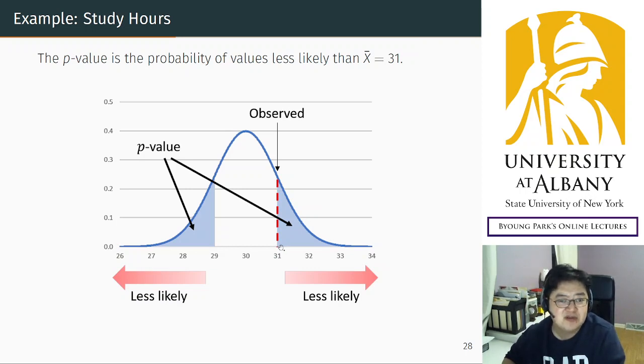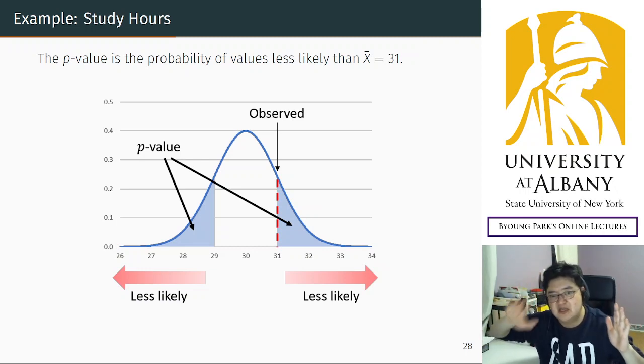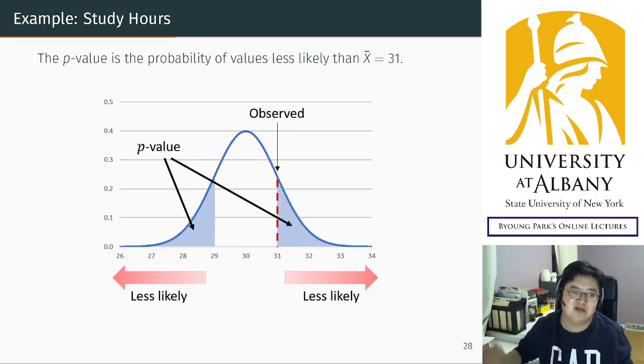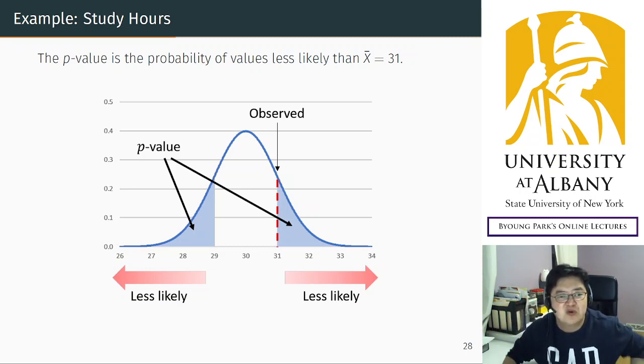That's obvious. But you have to remember that equally unlikely outcomes exist on the other side. So 31 or higher is equally unlikely as 29 or lower. Because it's symmetric, this tail is as unlikely as the other tail. As I said, suspiciousness increases in both directions. So when you calculate the ranking, these outcomes are more suspicious or more different from my belief than what I observe, right? So we are going to calculate these two areas for the p-value.